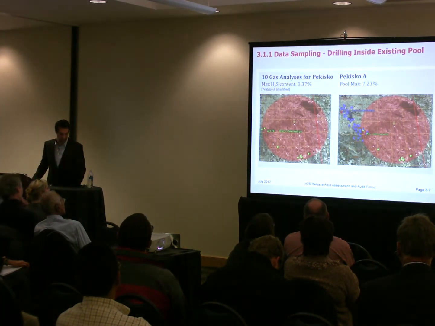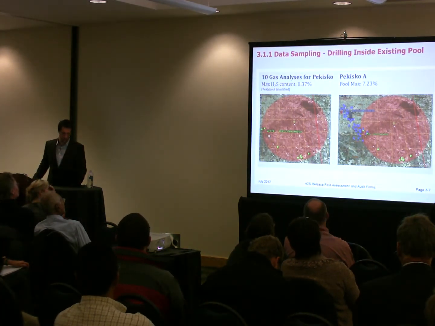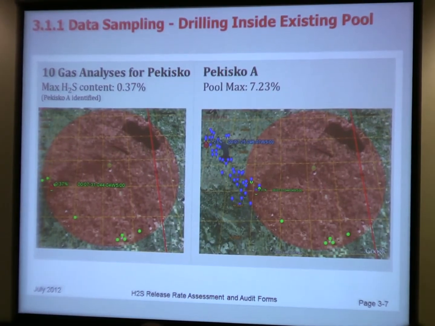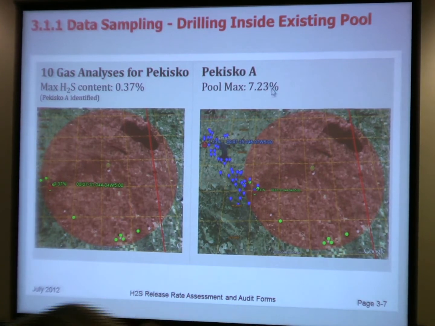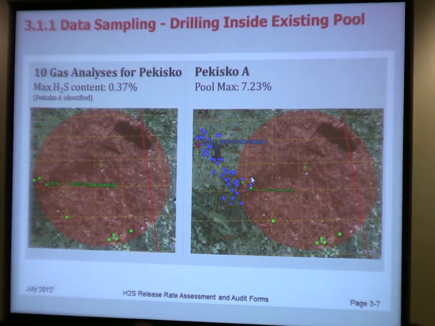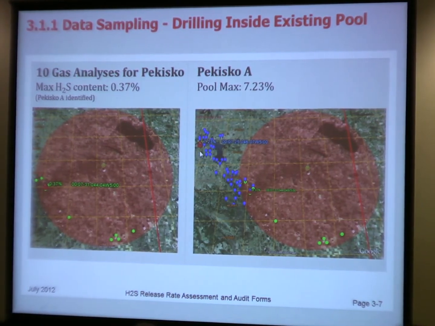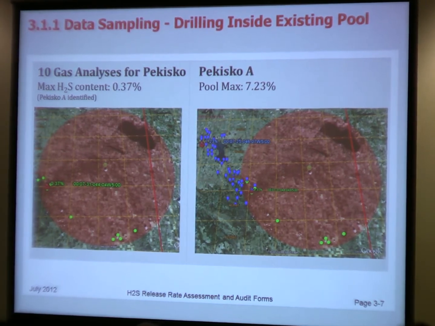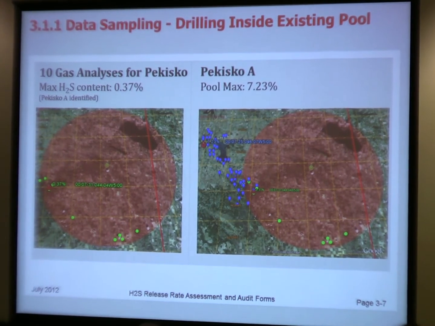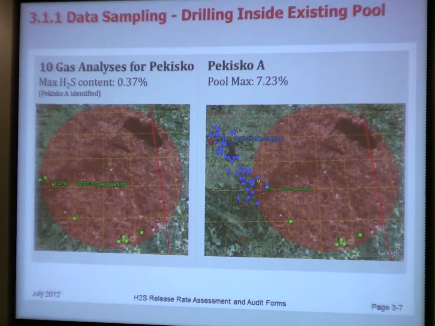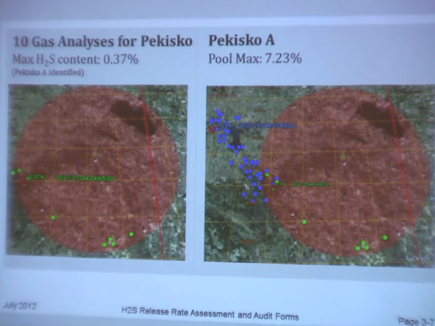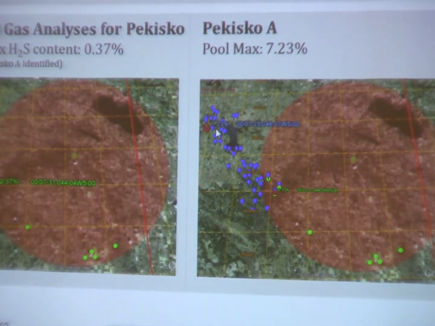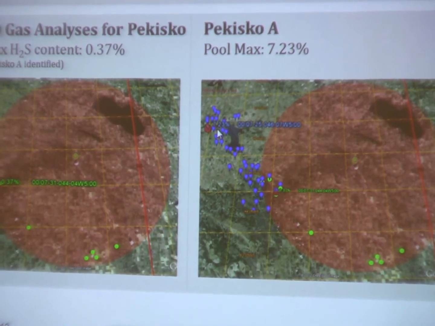The 10 gas analyses we found in green here, we found a max of 0.37%. These sample points over here are speaking to the Pekisko A pool, and had we searched the entire Pekisko A, we would have seen this gas analysis up here at a max of 7.23%. So just so you know what we're talking about when we say pool max, this is what we mean. When we reference any sample point that is assigned to a known pool, we are going to pull the pool max and consider it in your H2S release rate assessment.